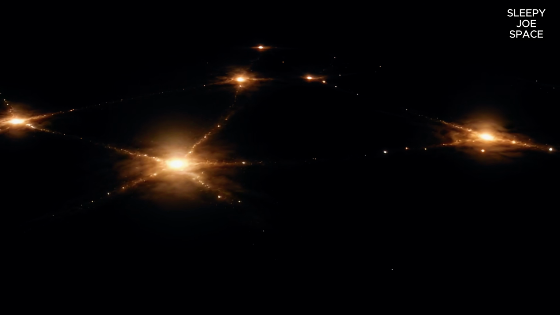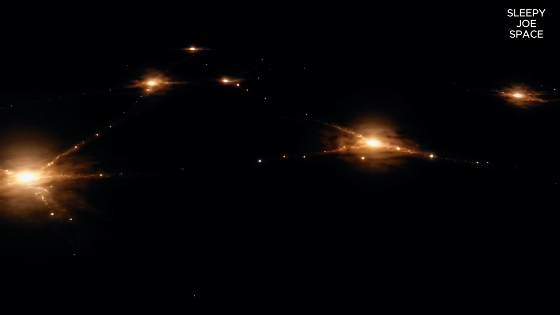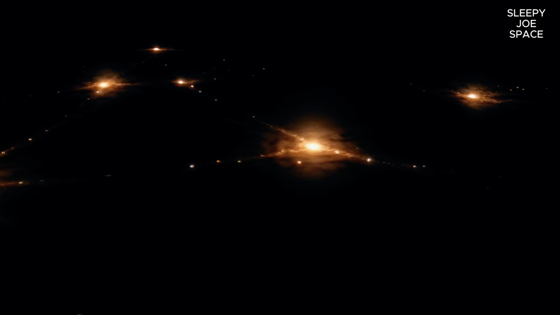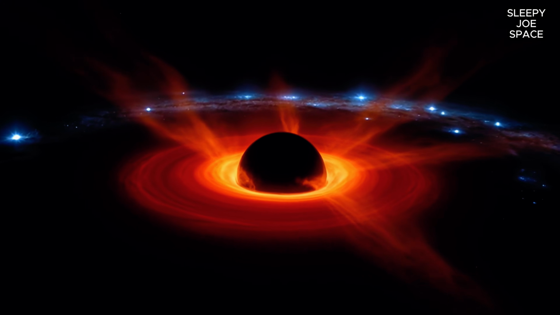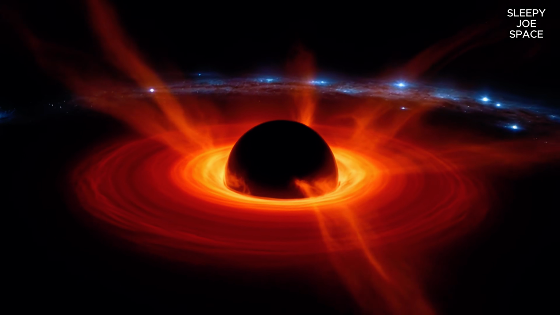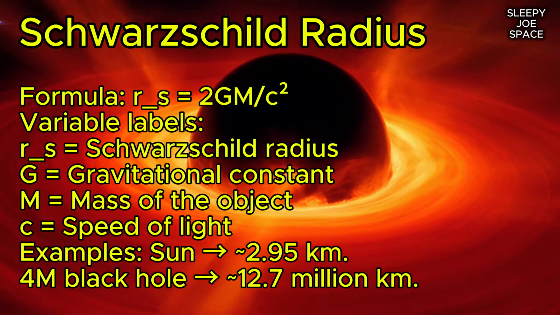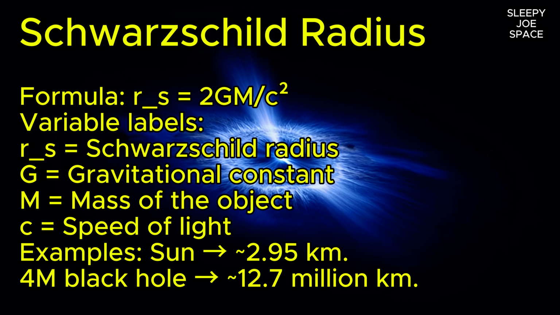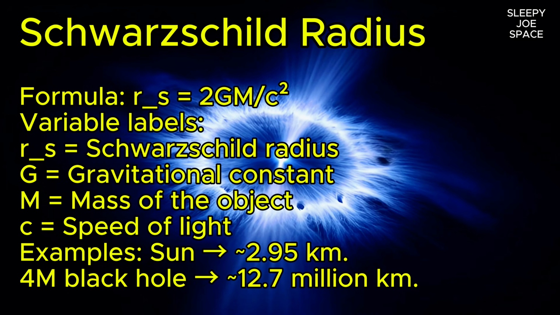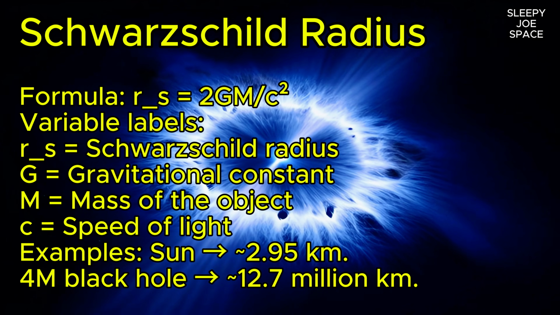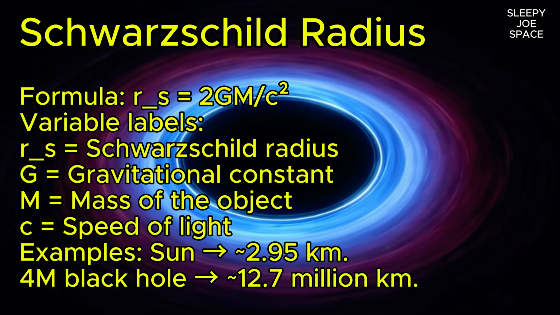The mathematics that describes this boundary begins with Karl Schwarzschild. In 1916, while serving on the Eastern Front during World War I, Schwarzschild produced the first exact solution of Einstein's field equations for a spherically symmetric point mass. The solution contained a characteristic radius, now called the Schwarzschild radius, below which the escape velocity exceeds the speed of light. The equation is direct. R sub s equals 2GM over c squared. The Schwarzschild radius equals twice the gravitational constant times the mass, divided by the speed of light squared.